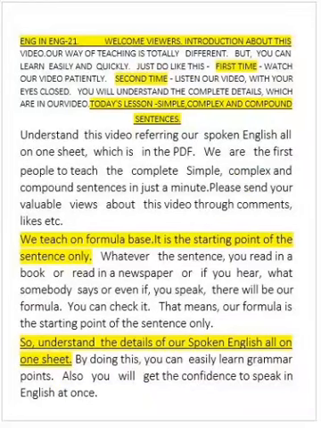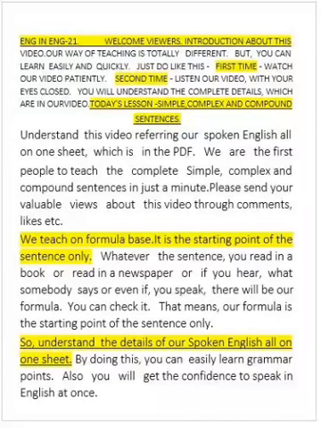We teach on formula base. It is the starting point of the sentence only. Whatever sentence you read in a book or in a newspaper, or if you hear what somebody says, or even if you speak, there will be our formula. You can check it. That means our formula is the starting point of the sentence only.